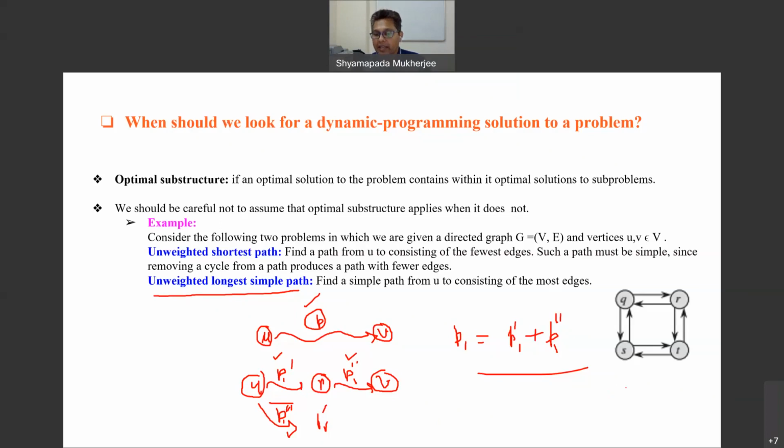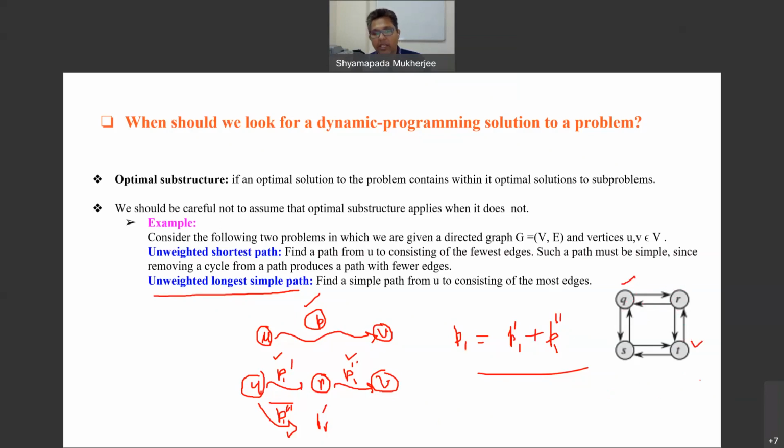So we can check that with this example. Suppose we want to find out the shortest path from Q to T and there is an intermediate node R. So this shortest path from Q to T is like Q, R and T. And there is a shortest path from Q to R and R to T. So it is okay for weighted shortest path.